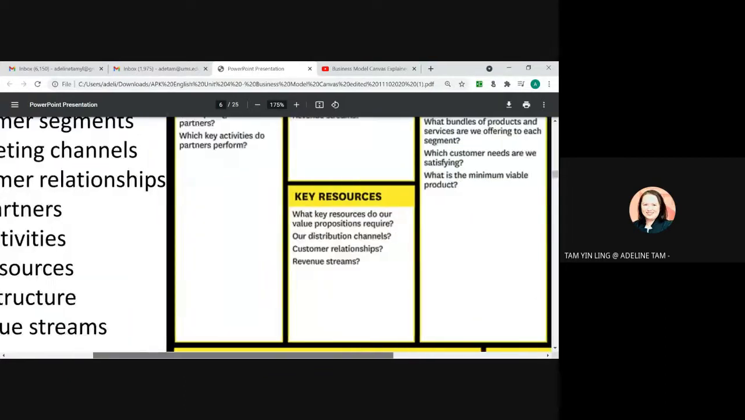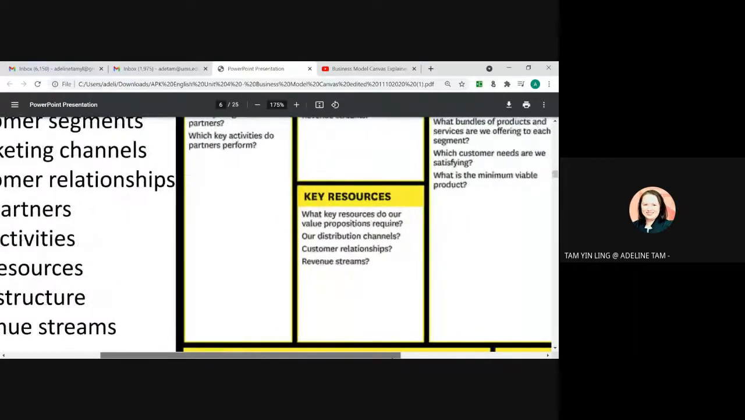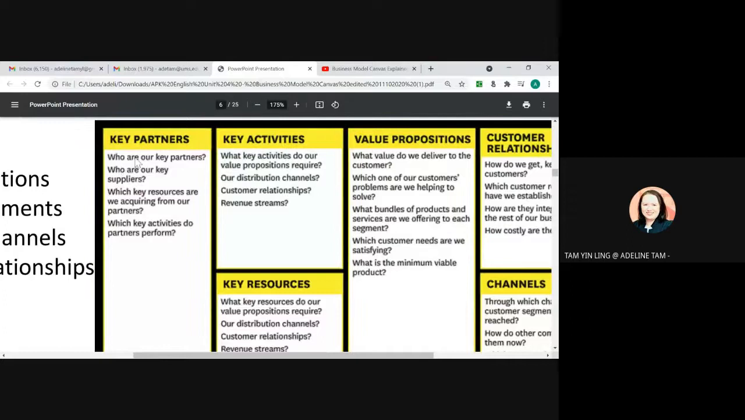And next, we have to go to key partners. So who are our key partners? Who are our key suppliers? Which key resources are we acquiring from our partners? And which key activities do our partners perform?